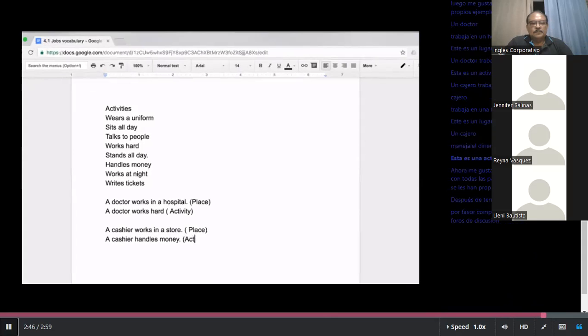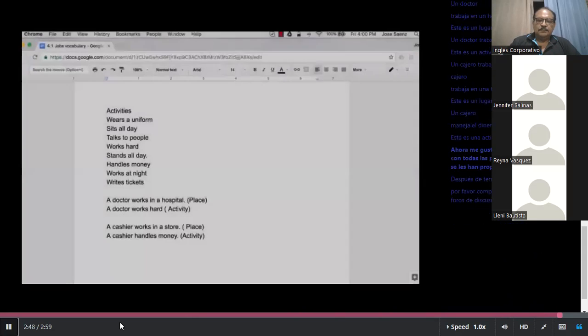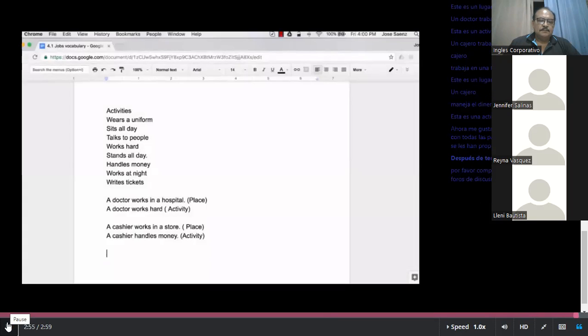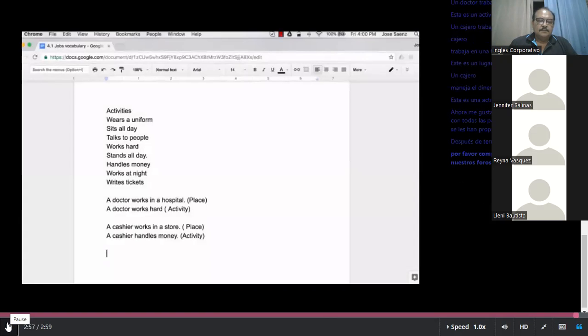This is an activity. Now, I would like for you to make examples with all the vocabulary words given. After you finish this activity, please share your work in our discussion forums.